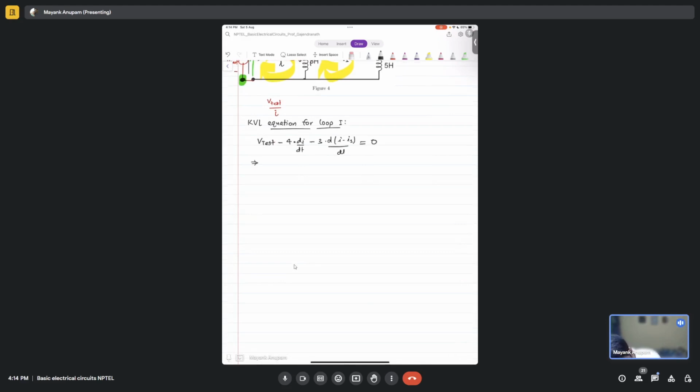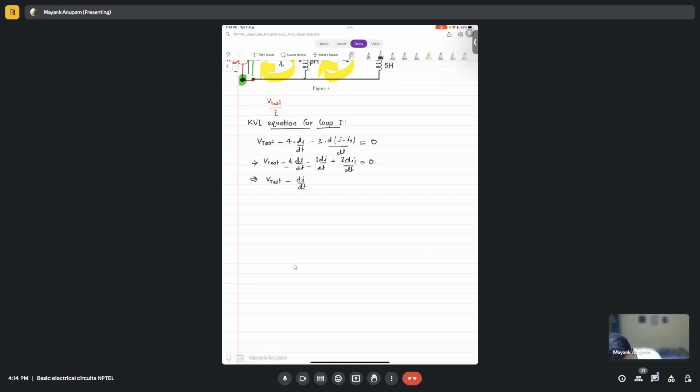So let me simplify it a little bit. It will be V test minus 4 di by dt minus 3 di by dt plus 3 di1 by dt equal to 0, and select the terms with equal coefficients, minus di by dt.